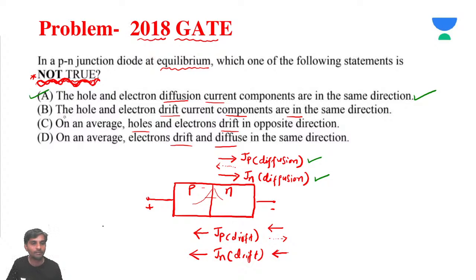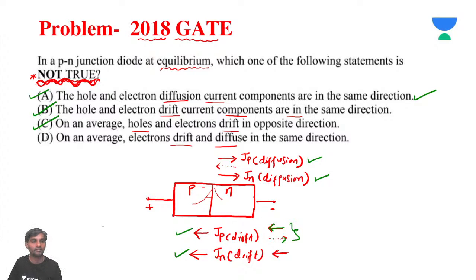Now we'll discuss statement 2. The hole and electron drift current components are in the same direction. The hole drift current is in this direction, and the electron drift current is also in the same direction. So statement 2 is also correct. Now statement 3: on average, holes and electrons drift in opposite directions. Yes, holes are drifting in this direction and electrons in the other direction, so this statement is also correct.